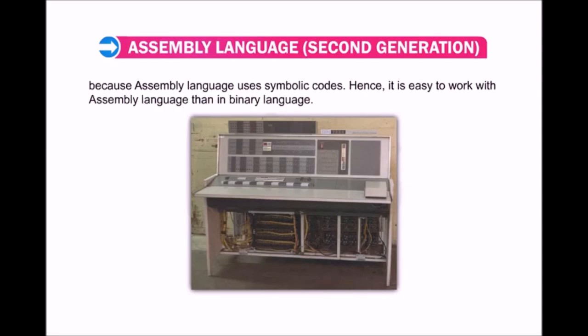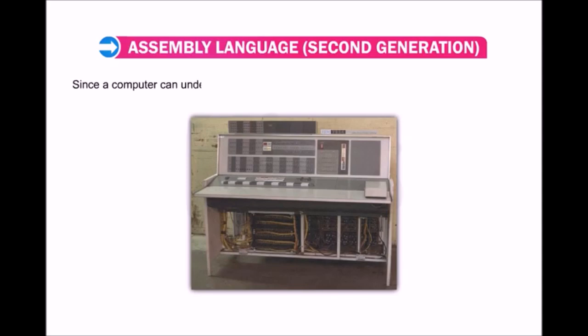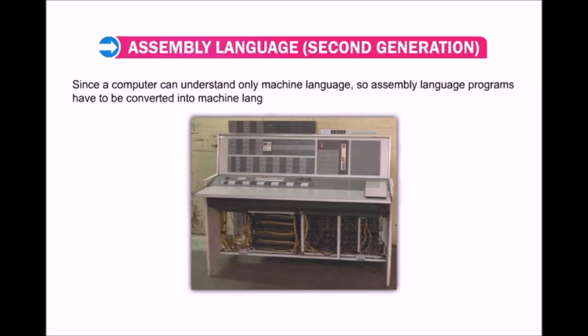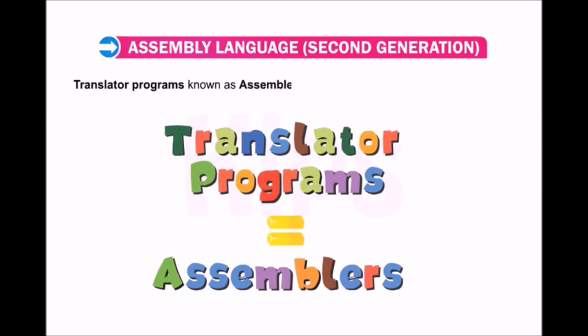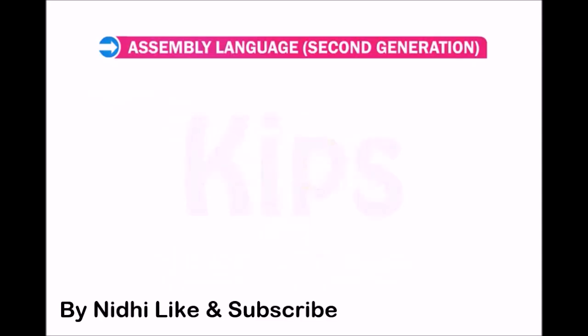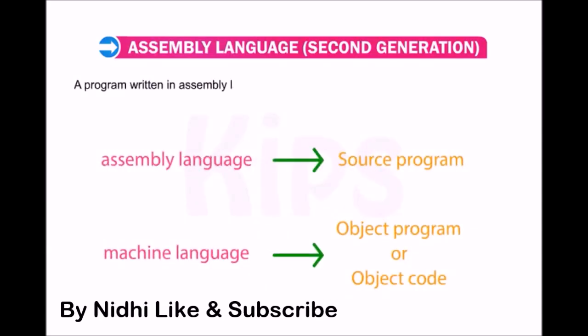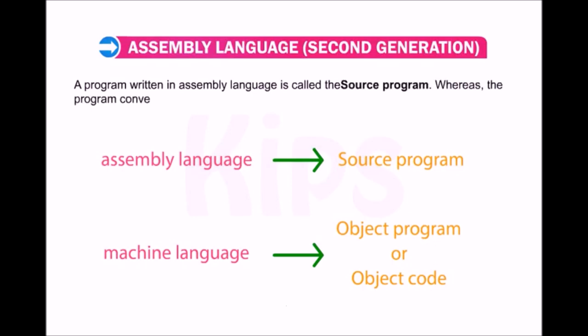binary language. Since a computer can understand only machine language, assembly language programs have to be converted into machine language. Translator programs known as assemblers were developed to convert the assembly language program into machine language. A program written in assembly language is called a source program, whereas the program converted into machine language by the assembler is called object program or object code.